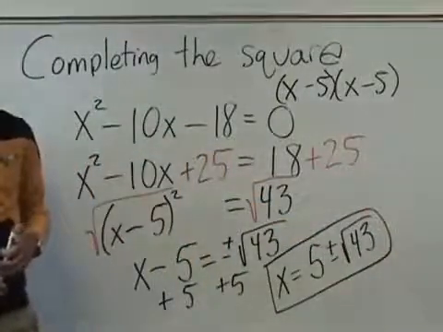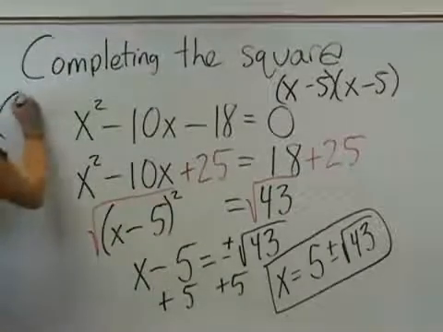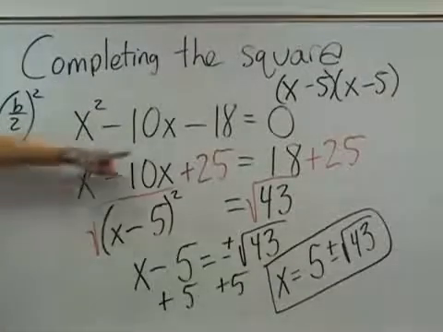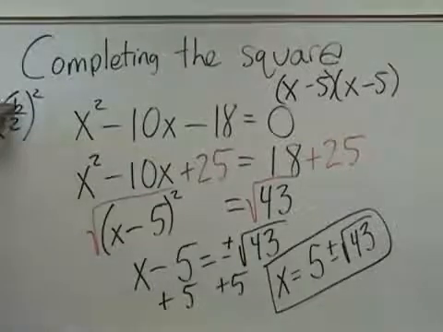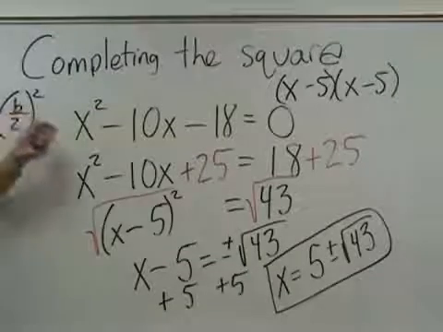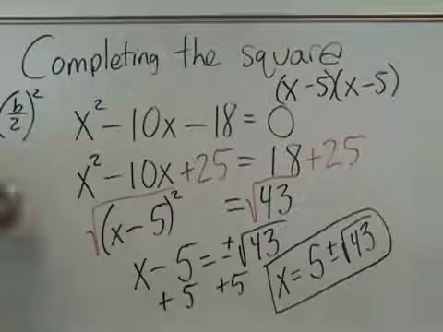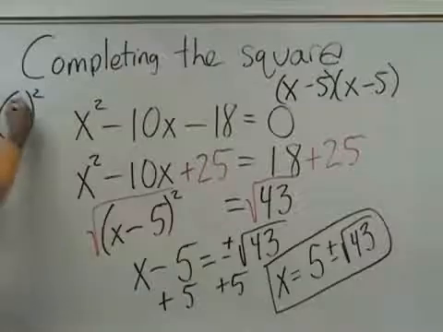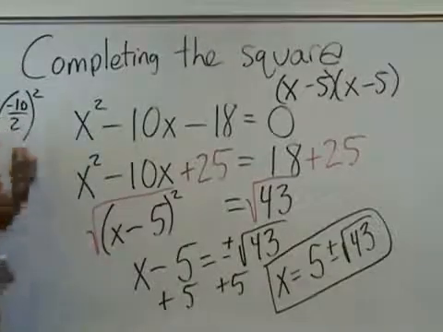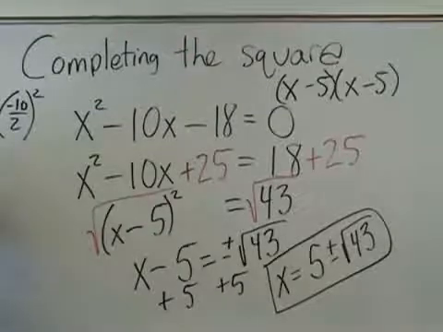Don't understand how you got 25. What's b here? Negative 10. So negative 10 over 2 is negative 5. Negative 5 squared, 25. So we'll just put in the negative 10 instead of the b to make it much easier. Can it be plus or minus square root 43 plus 5? Yes, of course. You can add the 5 at the end as well.